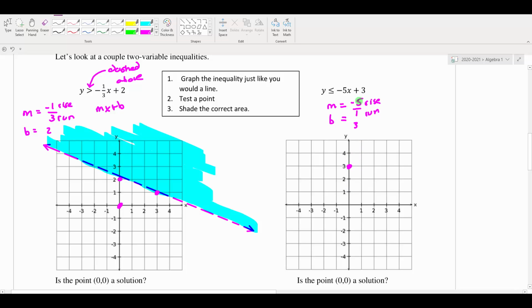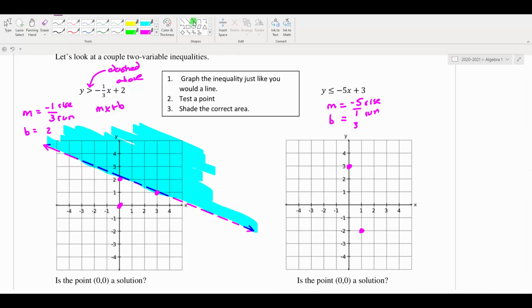Now I'm going to use my slope to tell me where to go. Since this is negative 5 over 1, that means I'm going to go down 5. So 1, 2, 3, 4, 5, and my run is a positive 1. So I'm going to go to the right 1, and I plot my second point. So there's my 2 points.